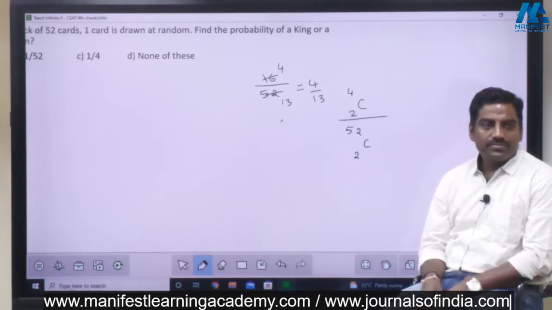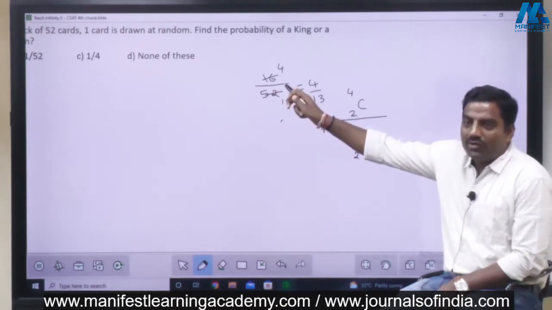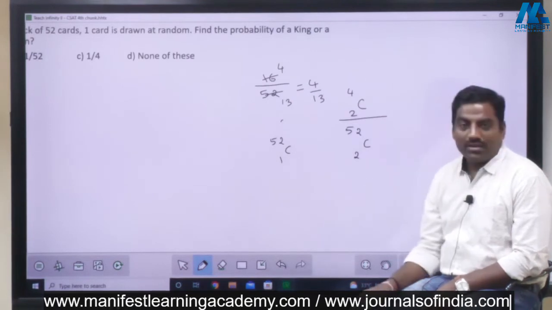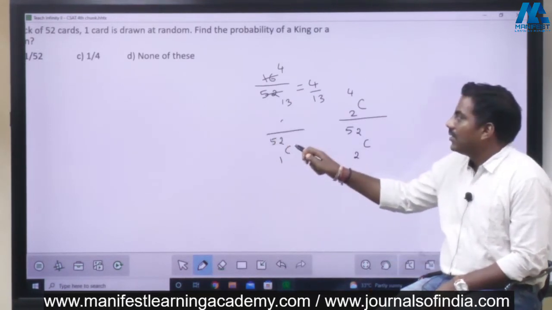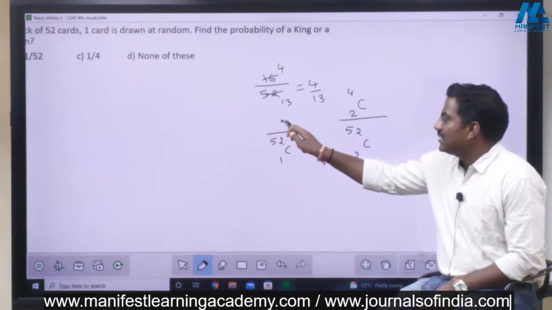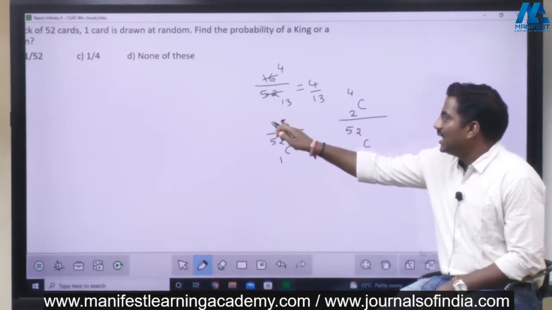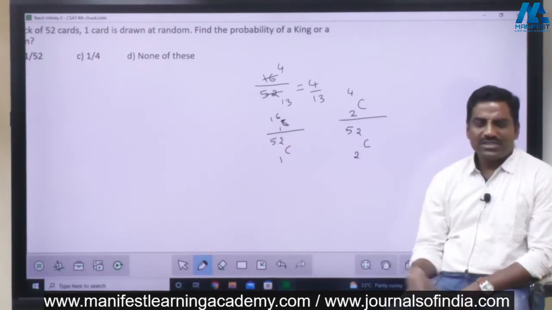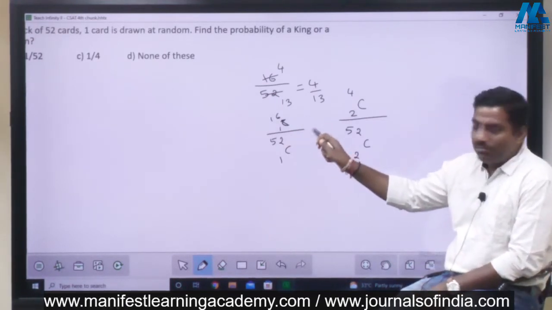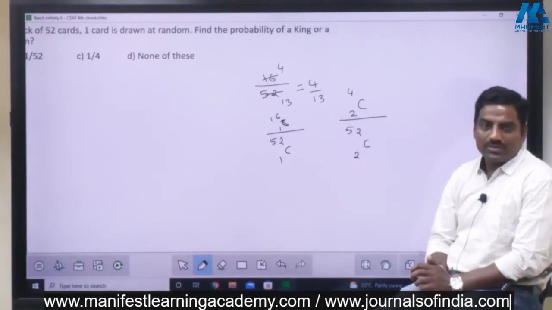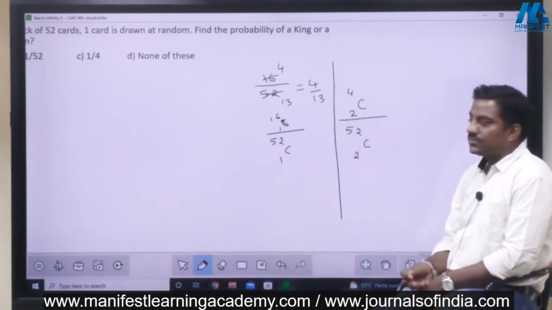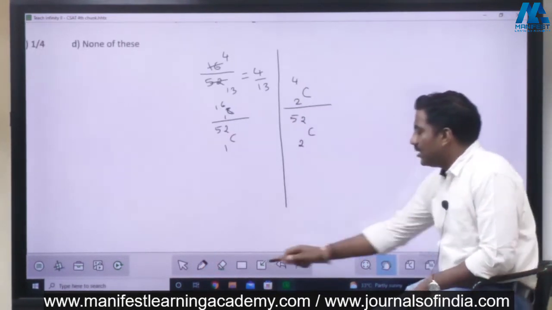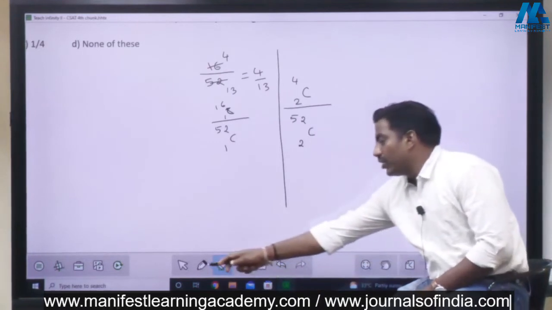Getting my point? In this question also, what we would have done, out of 52 cards, we are drawing 1. In that, out of 16 cards, we have to pick up 1 card. Same thing, no? 16 C1 is 16, 52 C1 is 52. Okay, so in this case, 4 C2 divided by 52 C2. So how do you write it?